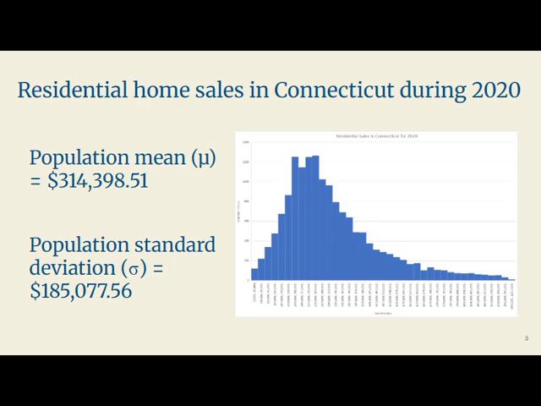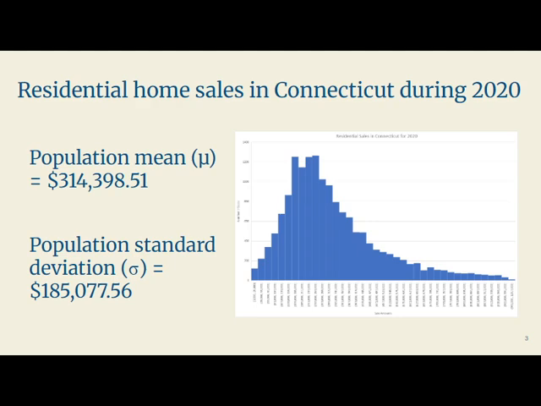To measure how spread out the prices were, we used standard deviation represented by sigma. In this case, the standard deviation was $185,077.56. So, where does probability come in? It comes into play when we don't have access to everything.